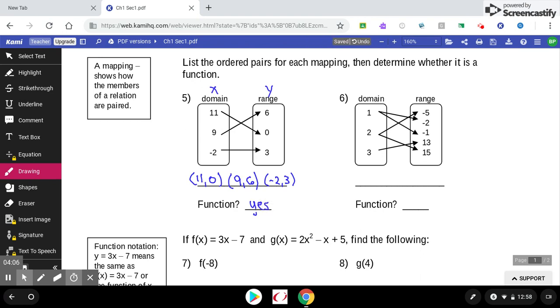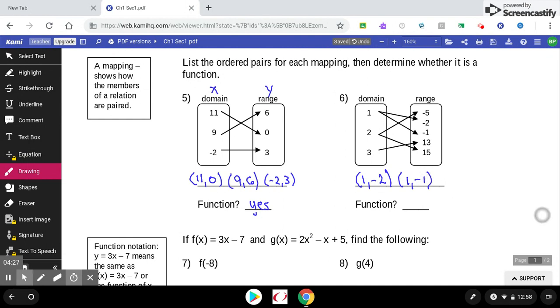So for number 6, I'm not going to list out all the coordinates. That's pretty darn easy. You can handle that. But I will at least illustrate this. On a mapping, if you have 2 arrows, in other words, the 1 is connected to -2, but the 1 is also connected to -1.